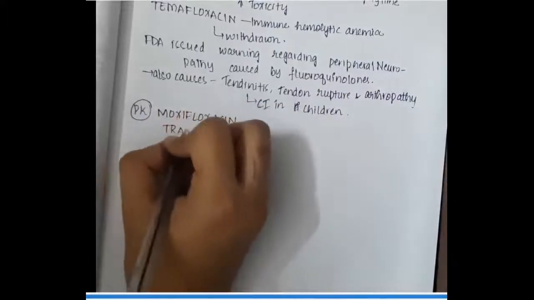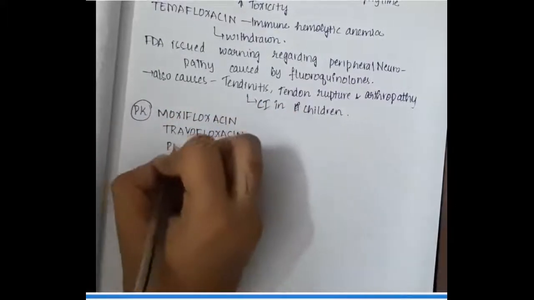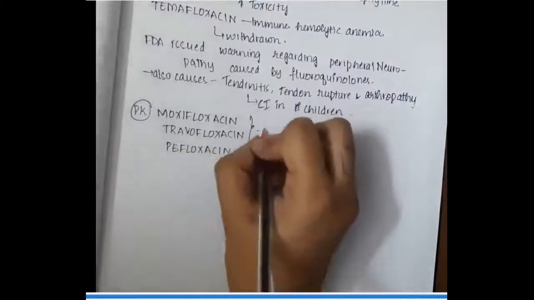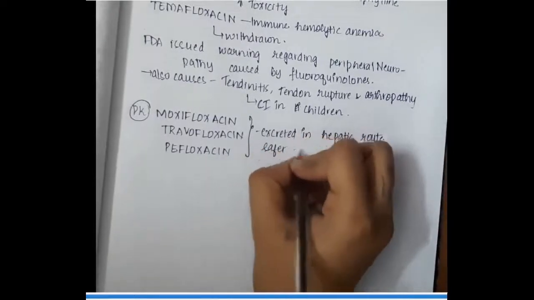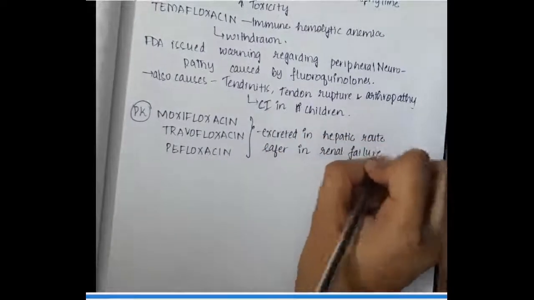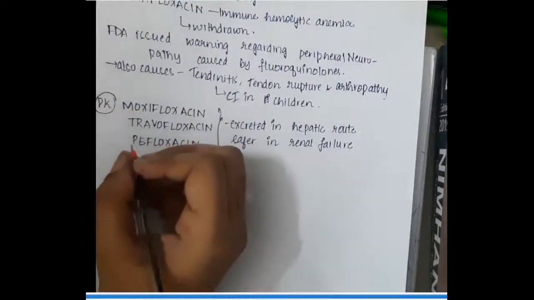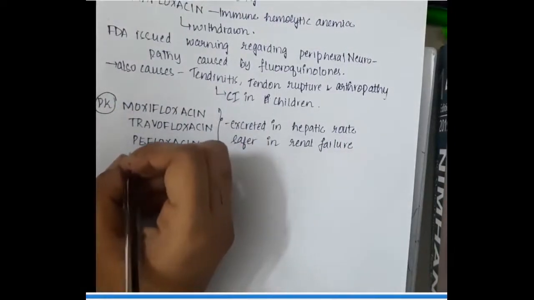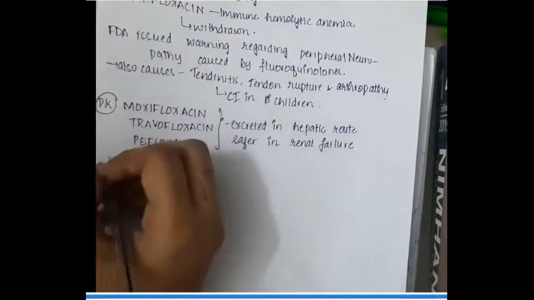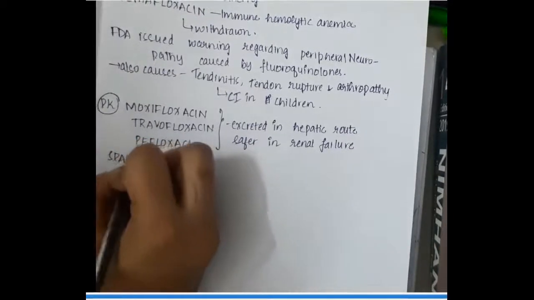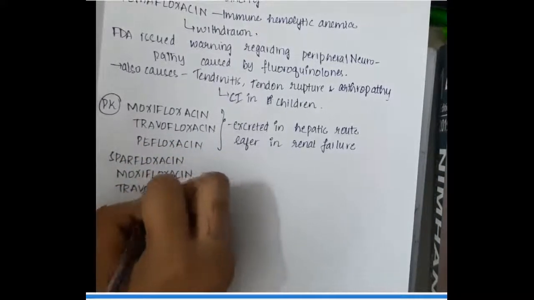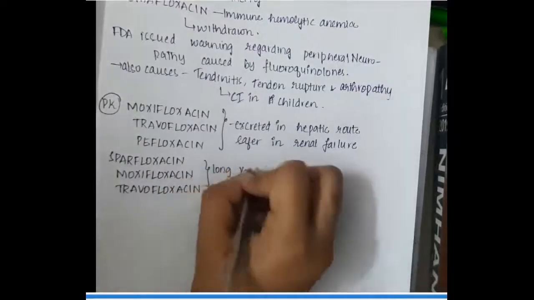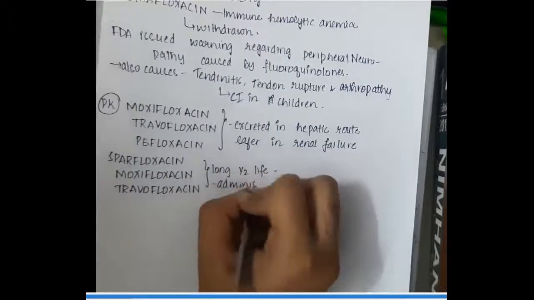Pharmacokinetics: moxifloxacin, trovafloxacin, and pefloxacin are all excreted by the hepatic route. And these moxifloxacin, trovafloxacin, and pefloxacin are safer in renal failure. Then after that we have drugs like sparfloxacin, moxifloxacin, and trovafloxacin. Sparfloxacin, moxifloxacin, trovafloxacin have a longer half-life, and these drugs are administered once daily.